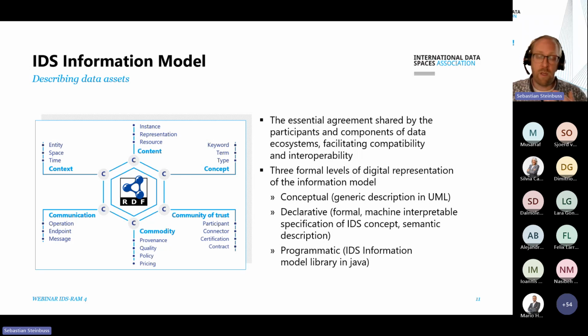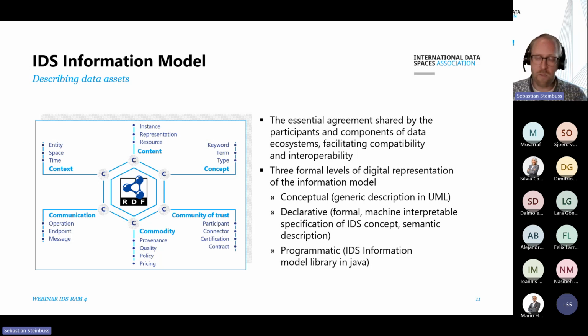We provide this information model, first of all, as a conceptual generic model in the reference architecture model in UML so that everyone understands it. But we also maintain a declarative format of that, so an ontology that you can use. And there is also a library available in Java that you can use directly inside your code. So this is a little bit what we need to understand when we want to share data as a tradable asset or data products in a data space.